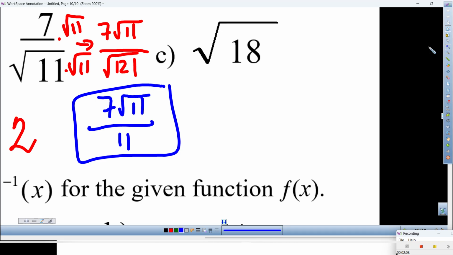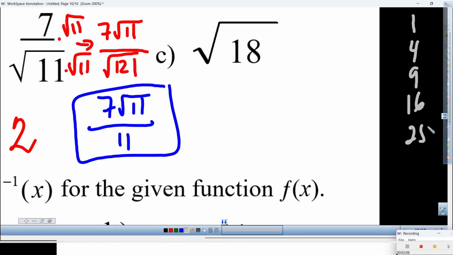What two numbers multiply to give me 18 where one of them is a perfect squared number? 9 and 2, yeah. And my perfect squared numbers are 1 times 1 is 1, 2 times 2 is 4, 3 times 3 is 9, 4 times 4 is 16, and 5 times 5 is 25, and it continues.